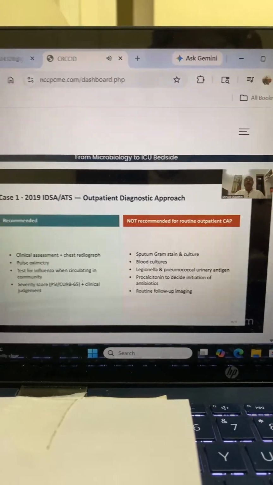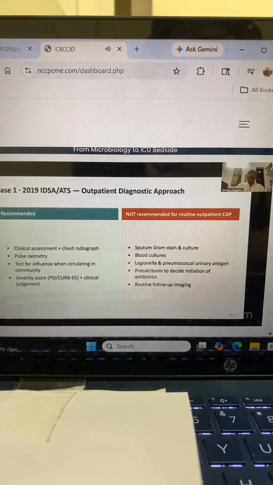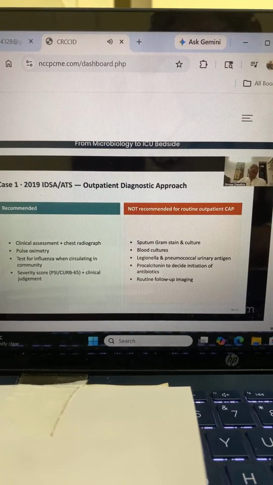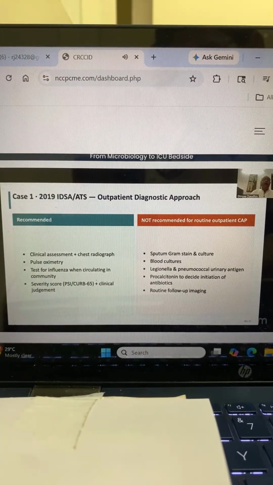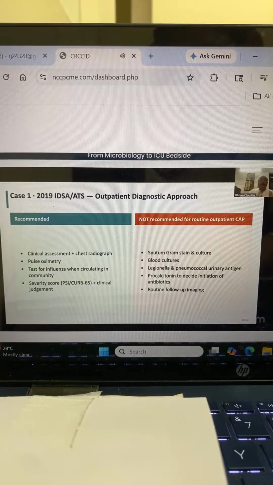So for the outpatient, the question is how to diagnose it. What is the recommendation of 2019? Some things have been upgraded in 2025, but there has been a divergence between IDSA and ATS. Therefore, I'm sticking more to 2009, where there is a consensus. Here you will see there is a clinical assessment and chest radiography. Pulse oximetry today is available with each chest physician or general physician. It is very important to look for influenza if it is circulating in the community.